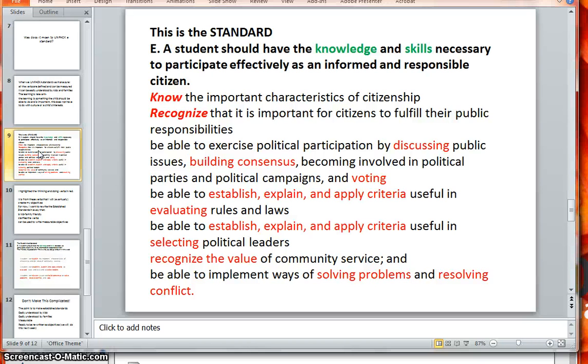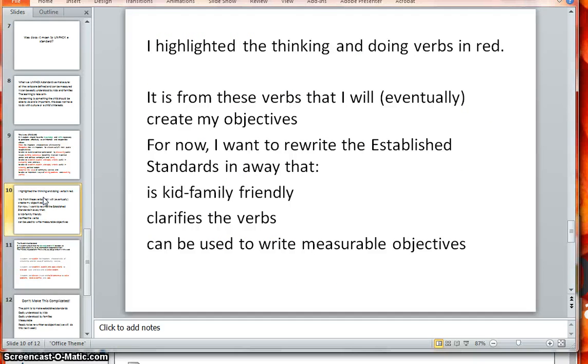And you can look at the rest of this, but what I've done is I've highlighted all the doing verbs in red, because those are things we can measure. Those are things that kids can do. The know and the recognize are the knowing part, and we're going to have to change those. They don't work. We don't know what those mean, and kids and families won't know what those mean either. So those verbs are highlighted in red, and it's from these that I'm going to create my objectives.